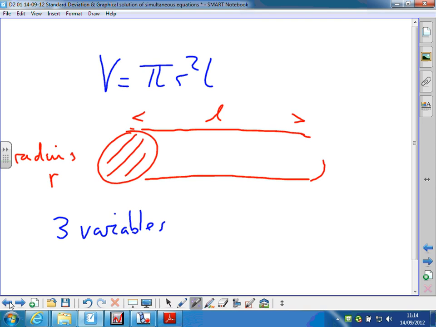So if I change the length, that's going to affect the volume. If I change the radius, that might affect the volume. I might want to keep the volume constant and see how the radius and the length vary. Imagine we were in a firm.